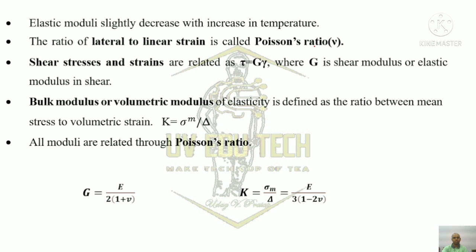Poisson's ratio is defined as the ratio of lateral strain to the linear strain. Next significance is shear modulus. It is defined as the ratio of shear stress to the shear strain. Moving to the next significance, bulk modulus or volumetric modulus of elasticity is the ratio of mean stress to the volumetric strain, which is given by K equals sigma m upon delta.